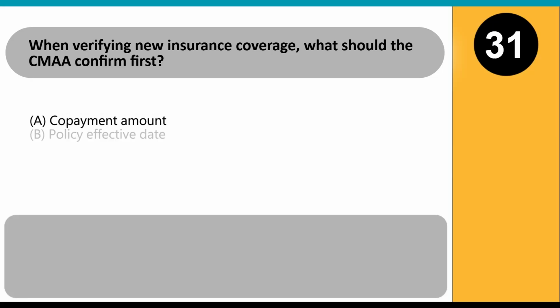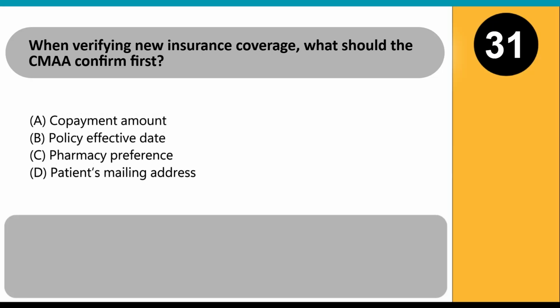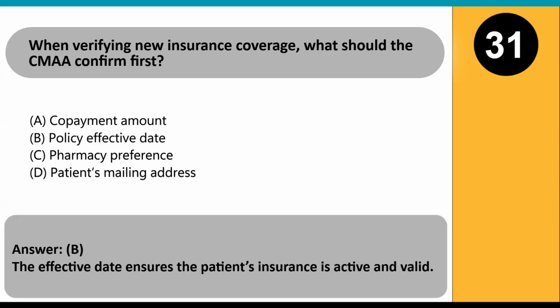When verifying new insurance coverage, what should the CMAA confirm first? A. Copayment amount. B. Policy effective date. C. Pharmacy preference. D. Patient's mailing address. Answer B. The effective date ensures the patient's insurance is active and valid.